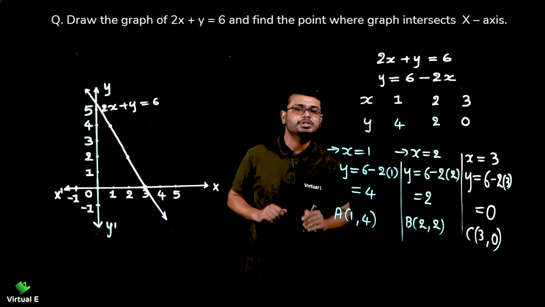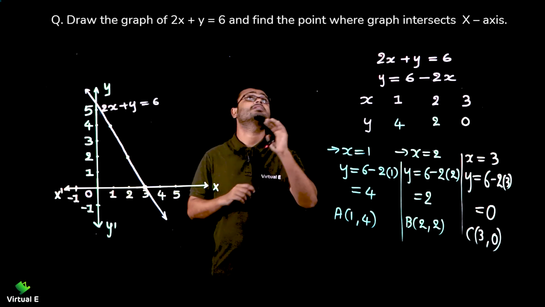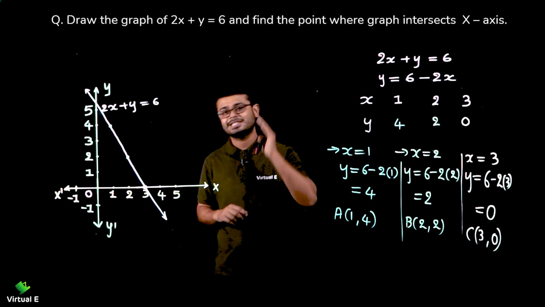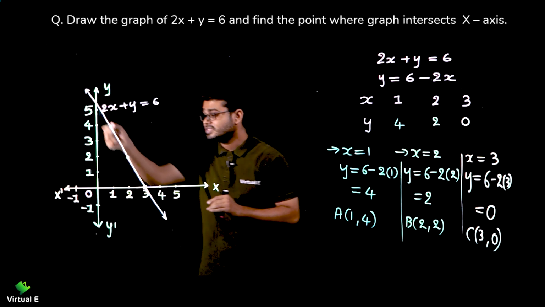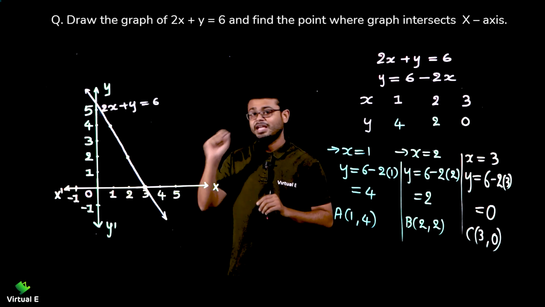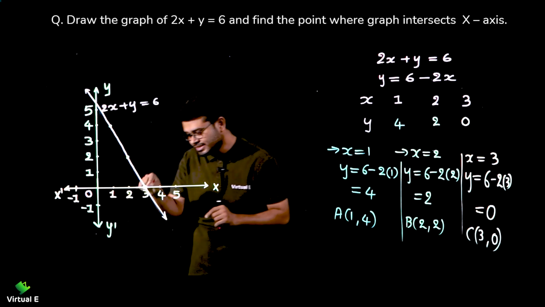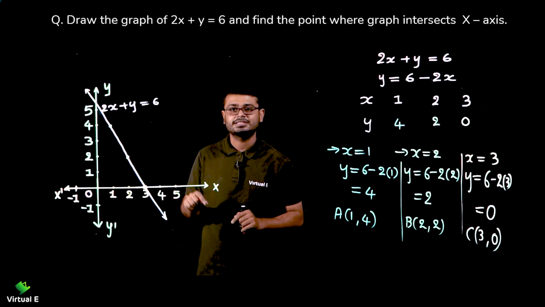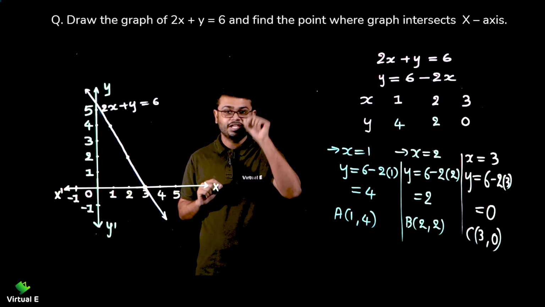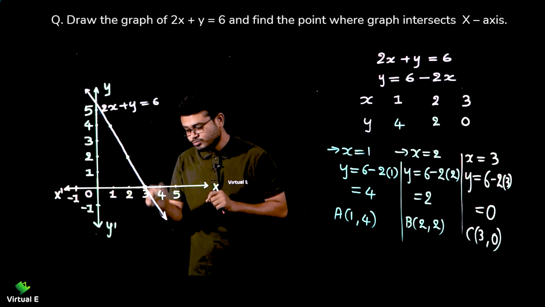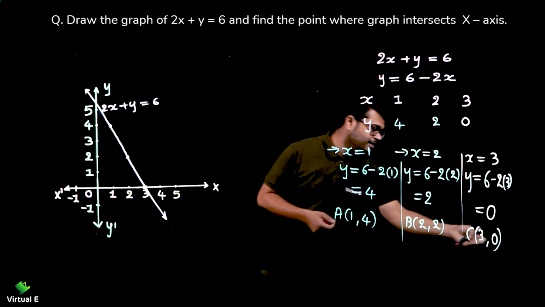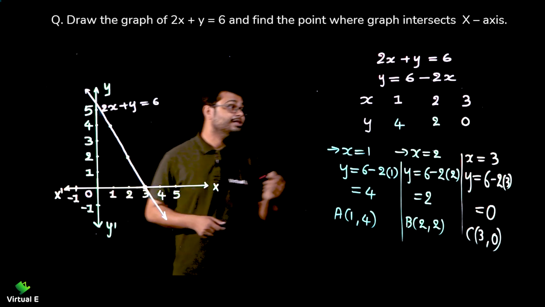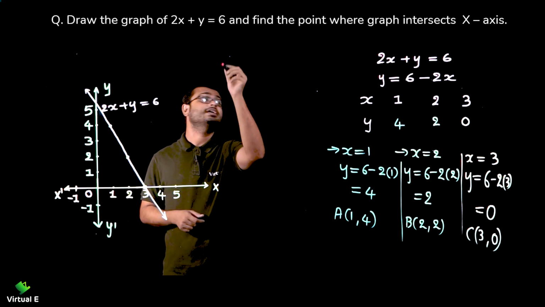Now come to the question that we wanted to answer, that is, find the point where the graph intersects the x-axis. This graph is intersecting the x-axis. At what point is it intersecting? It is at this point. Now if it intersects the x-axis, the y coordinate will be what? 0, right? And the x coordinate is what? 3. Basically you can see here as well, 3 comma 0 we are getting, right? So the graph intersects the x-axis at 3 comma 0.